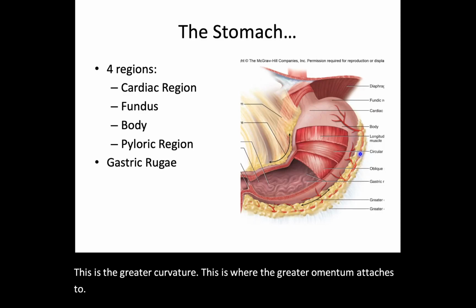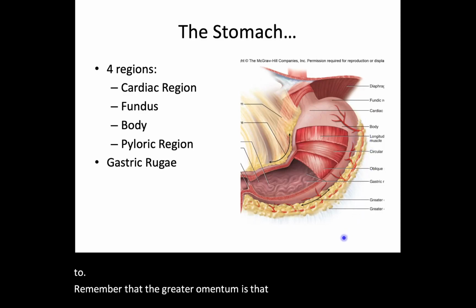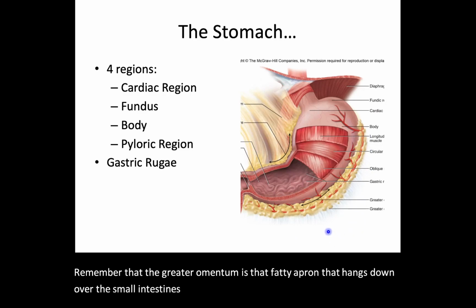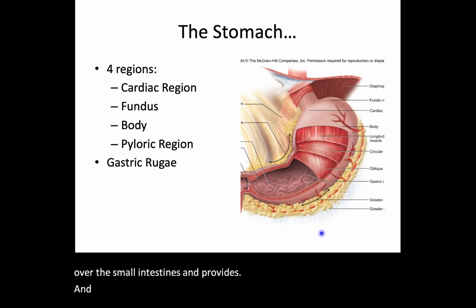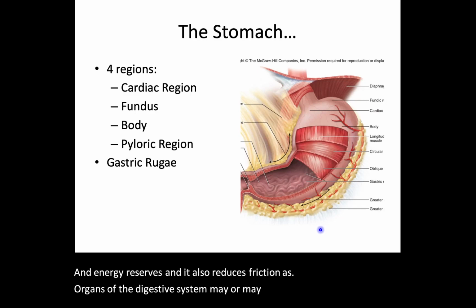Remember that the greater omentum is that fatty apron that hangs down over the small intestines. It provides an energy reserve, and it also reduces friction as the organs of the digestive system may or may not be rubbing up against the peritoneum.